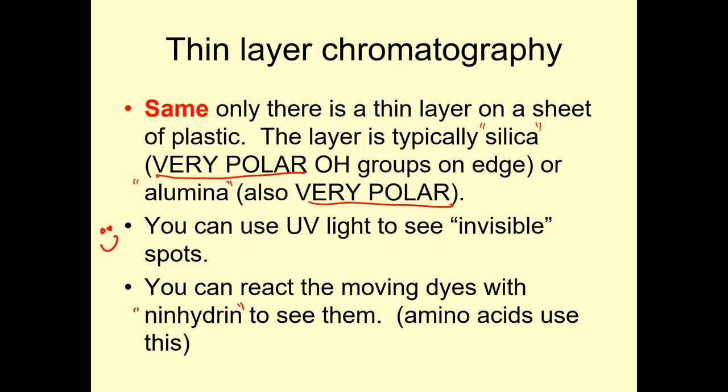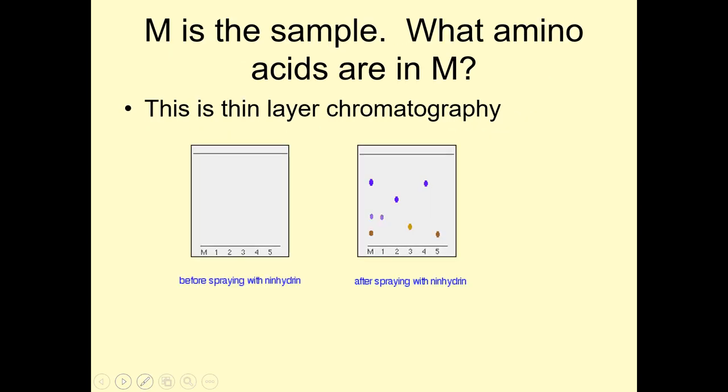The layer is typically stuff that is very polar. You can react the moving dyes with stuff to see them. Right now, I'm guessing this doesn't make a whole lot of sense to you. So let's take a look at an example.